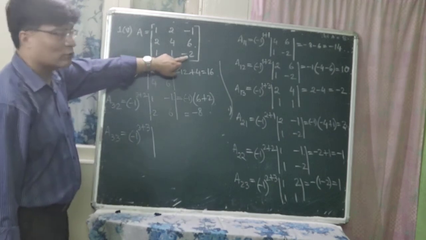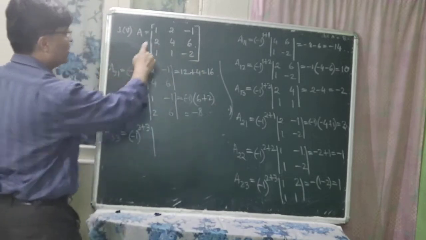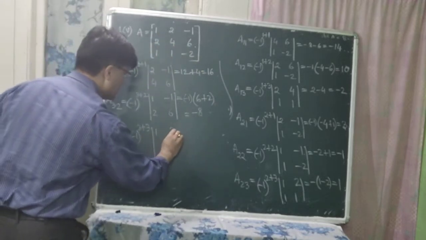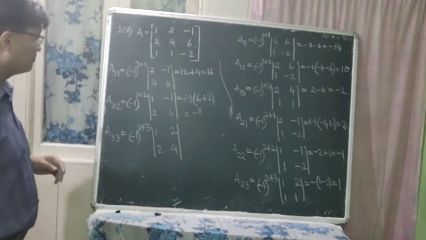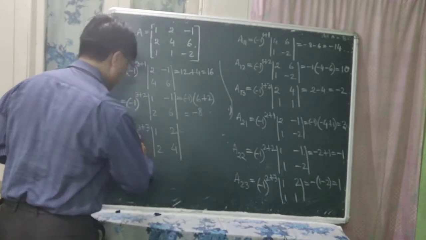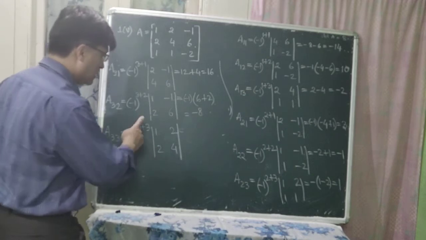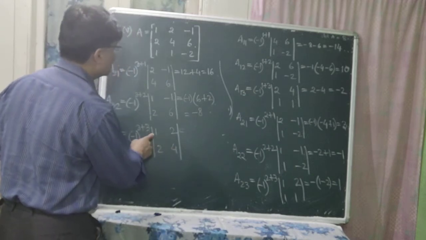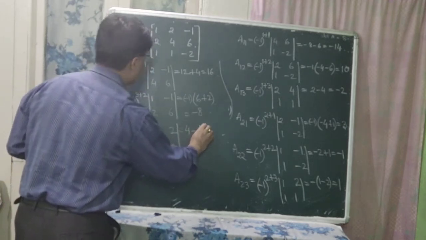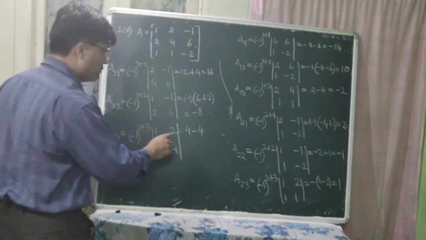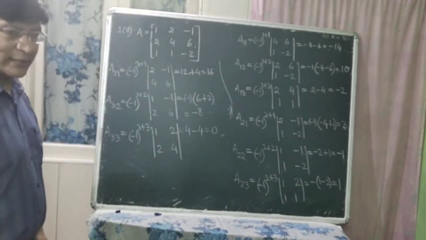Now you have to delete the row and the column through the element minus 2. So the third row and third column are deleted. What remains? 1, 2, 2, 4. I think you have understood it. Minus 1 whole to the power 6 is 1 always, you don't have to write it. So this is 1 4s are 4 minus 4, which is equal to 0. So I think you have understood it.